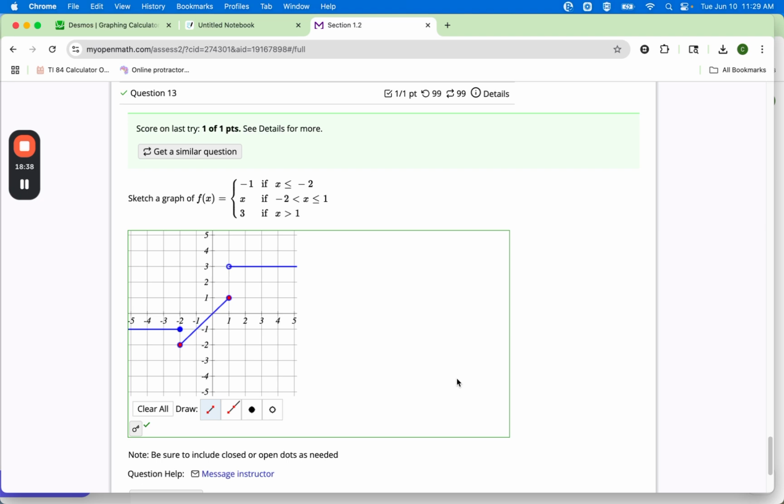So there you go. There's the domain and range section. This piecewise defined function stuff's pretty difficult. So if you're struggling with that, please pop in office hours to get help.